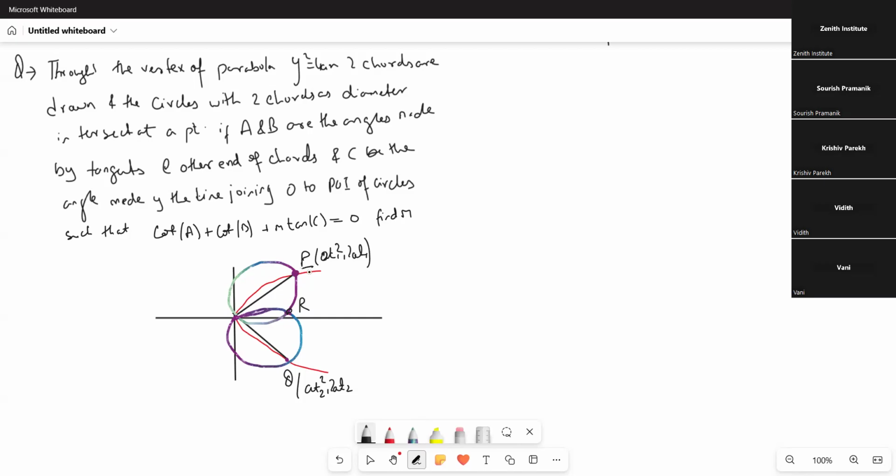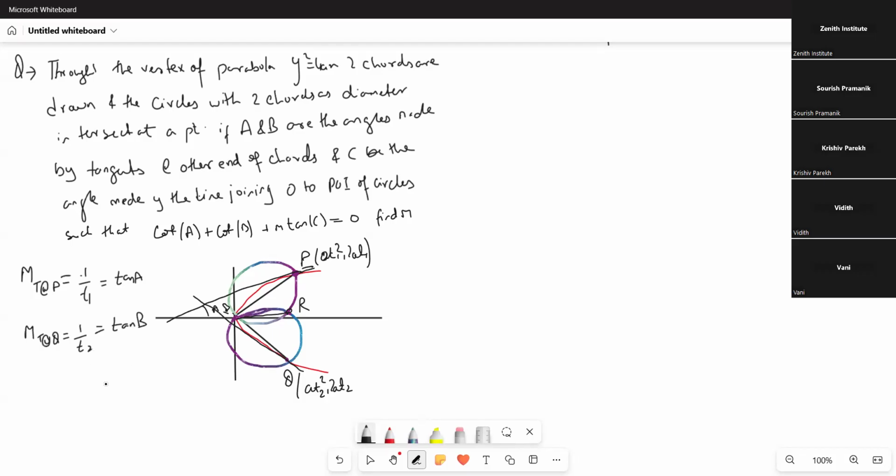Okay. Now the tangent at P makes an angle A. The tangent at Q makes an angle B. That is this is how it is. And the line joining OR will make an angle C. So सबसे पहले तो let's get down to the easier part. Slope of the tangent at P would be, for a parabola at any point t1, slope of the tangent is 1 by t1. So 1 by t1 would be the value of tan A, and slope of the tangent at Q would be 1 by t2, which would be the value of tan B.